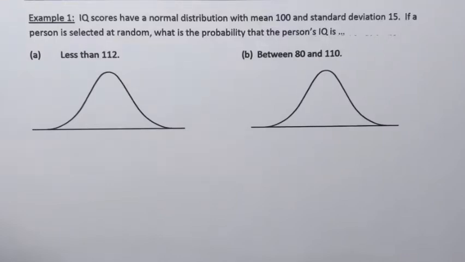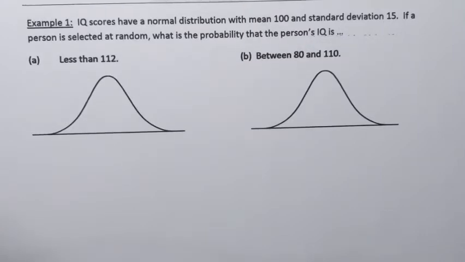In this video, we're going to learn how to find probabilities for a normal distribution using the standard normal probabilities table, also called the Z-table, and the TI-84 calculator. So first, we're going to start by using the table.